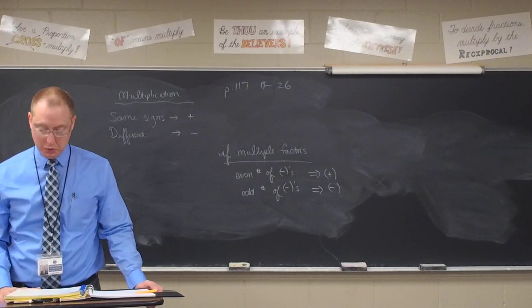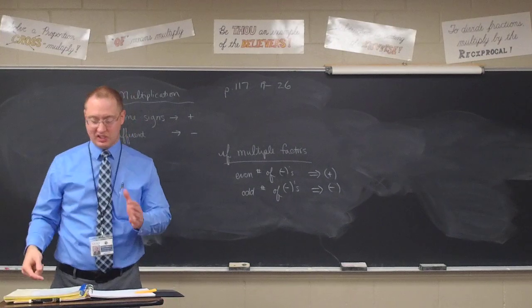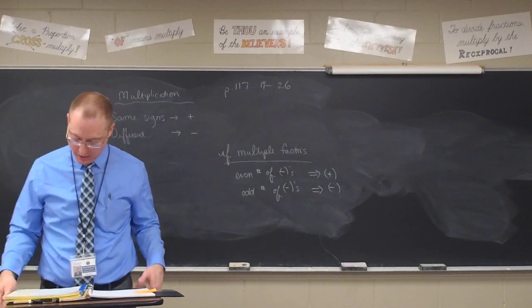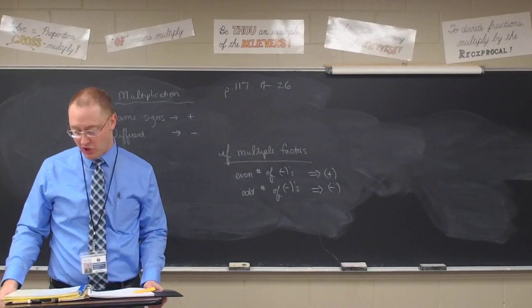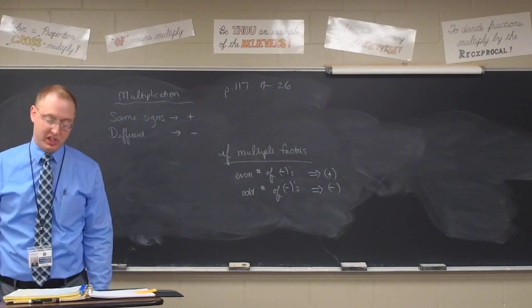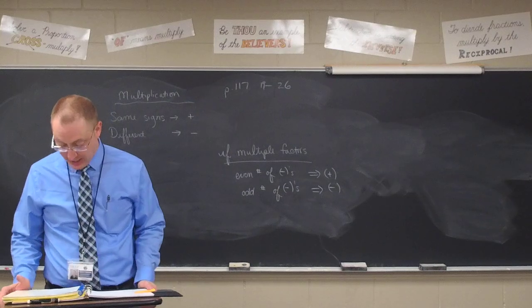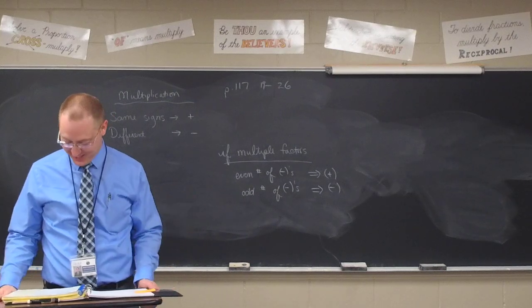Number 22, Bryson. Negative 24. 3 negatives, that's odd, that's negative, and then 6 times 2 times 2, 24, ignore the 1. Number 23, Ben, what'd you get? 0. It would have been a positive 35 except for the 0, but we just put 0. Not to insult your intelligence, Ben.